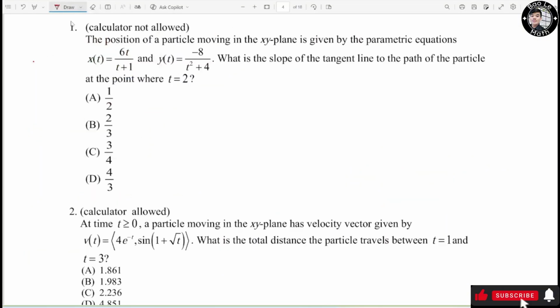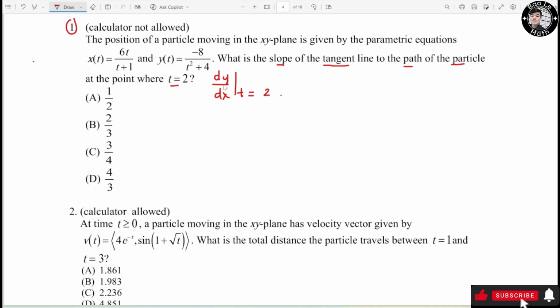Now let's move on to question 1. The position of a particle moving in the xy plane is given by parametric equations, x of t equals this, y of t equals this. What is the slope of the tangent line to the path of the particle at the point where t equals 2? So we need to calculate dy over dx and then evaluate this one at t equals 2, right?